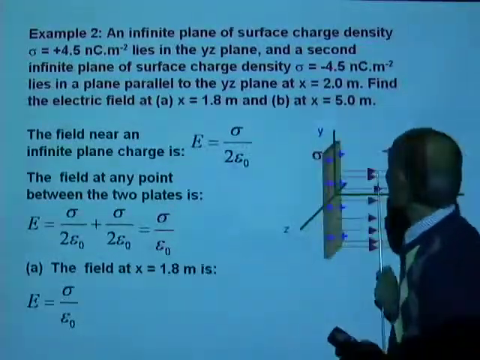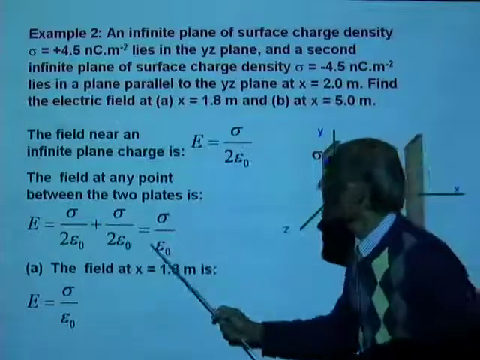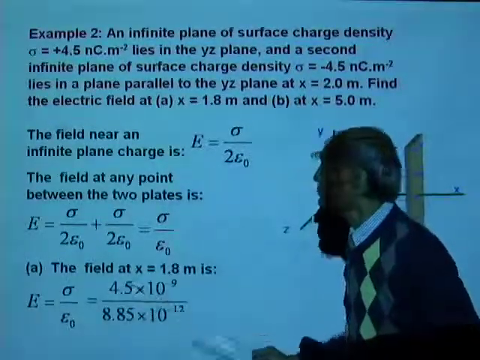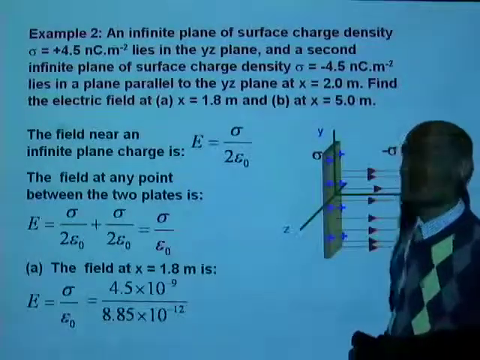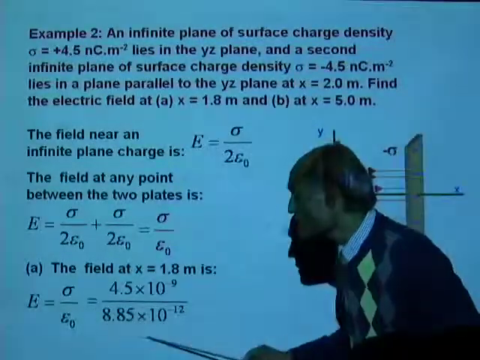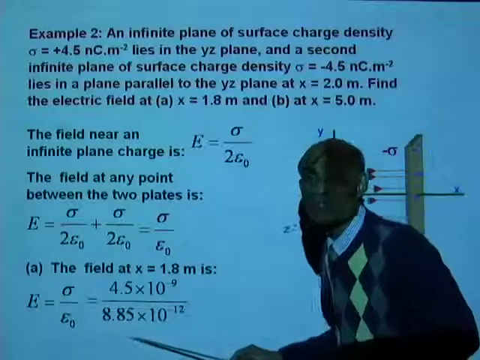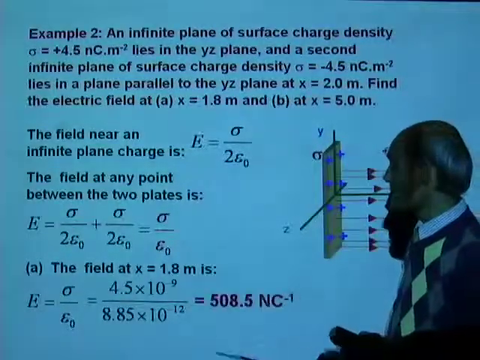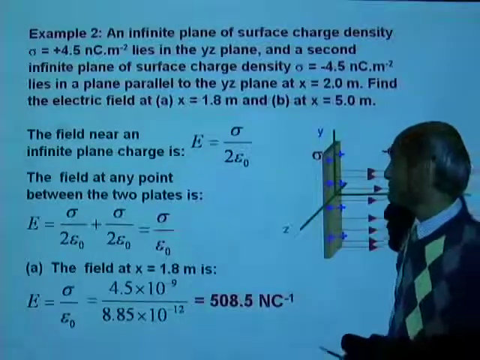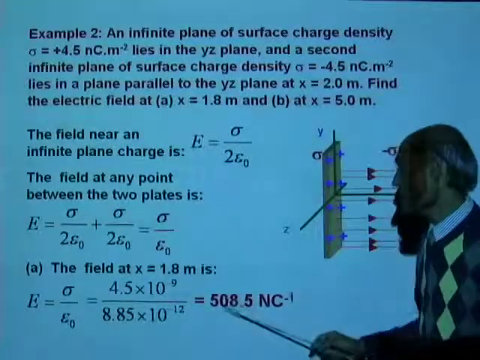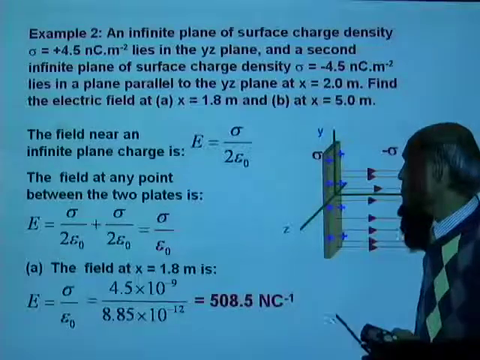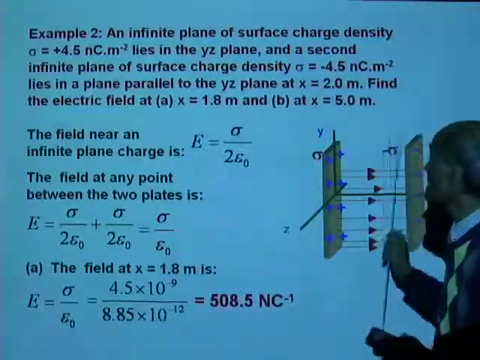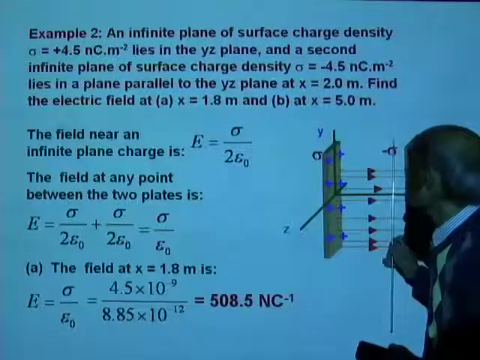That means the field at that point will be sigma over epsilon naught, and sigma is 4.5 times 10 to the negative 9, and epsilon naught, well, we have been using that value, 8.85 times 10 to the negative 12. Therefore, the field at that point is 508.5 Newton per Coulomb. In fact, you can take any point in between.